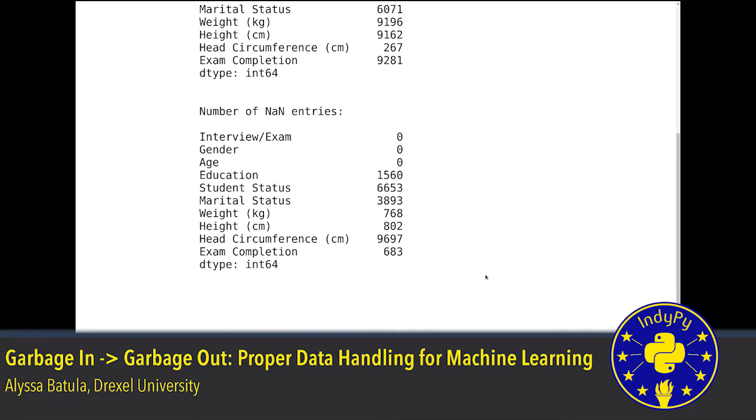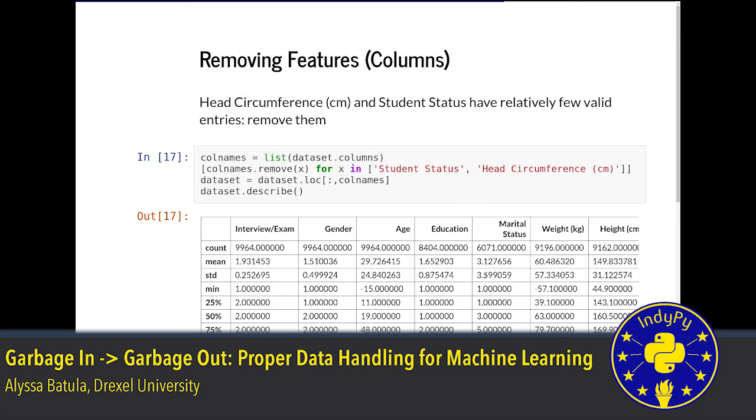But there's still head circumference and student status. There's a lot of information missing. And say I've talked to the person who got the data set and they said, no, if that data is not there, there's no way to recover it. So then we want to talk about removing data. Because there's so few examples for those two features that are actually good data, we want to remove them. So here we remove the student status and the head circumference.